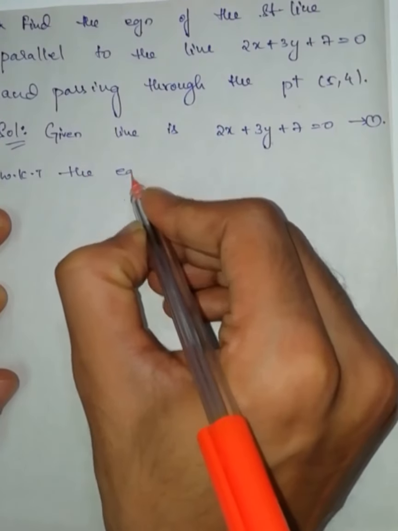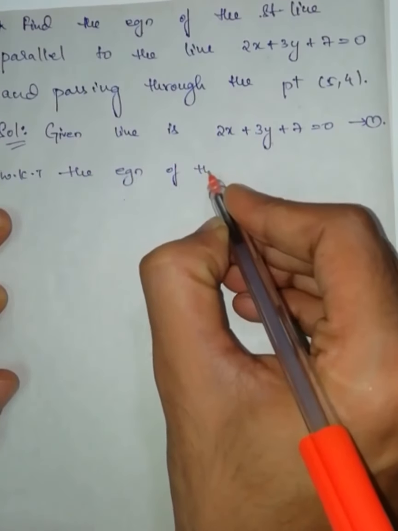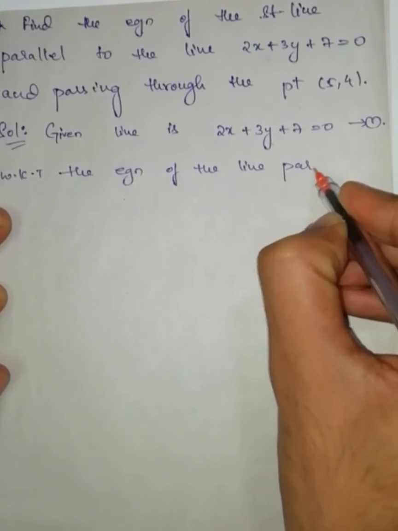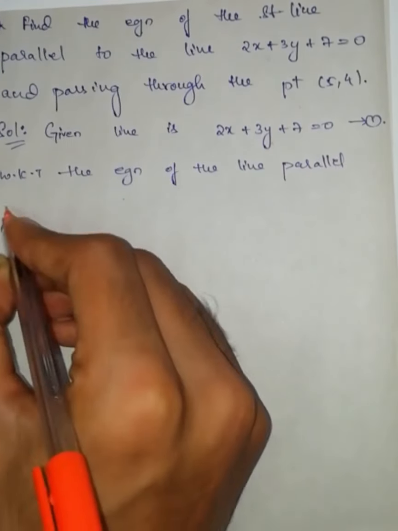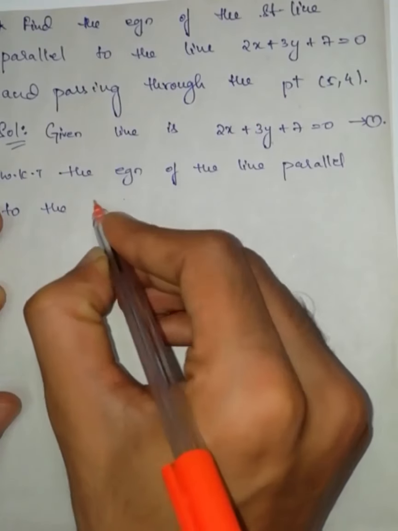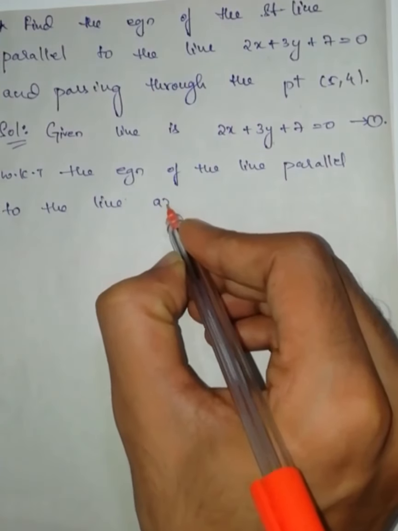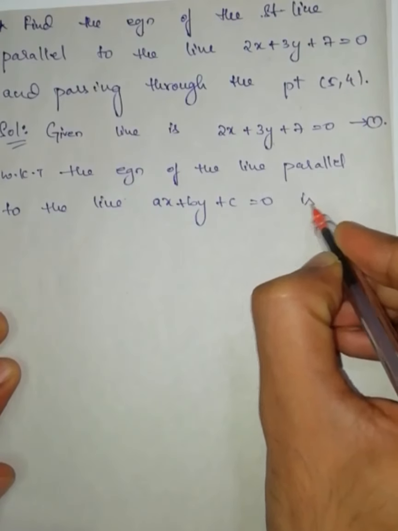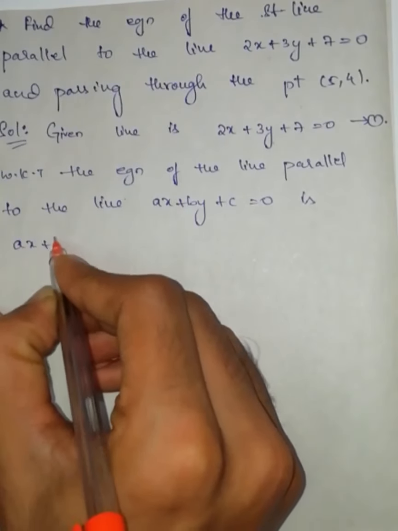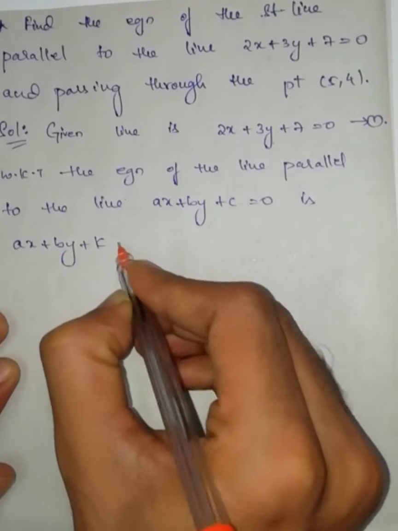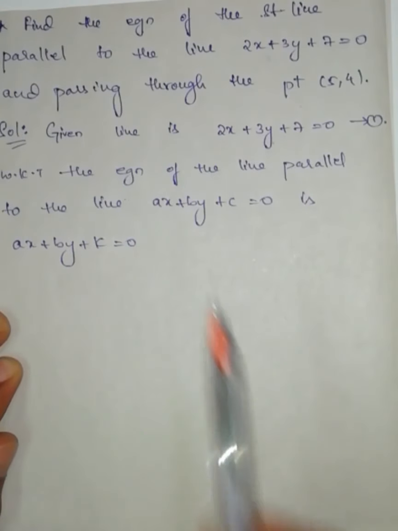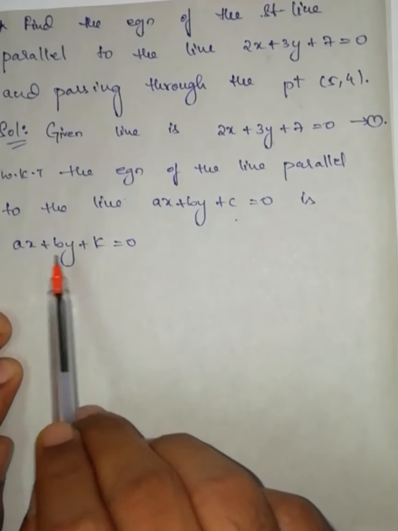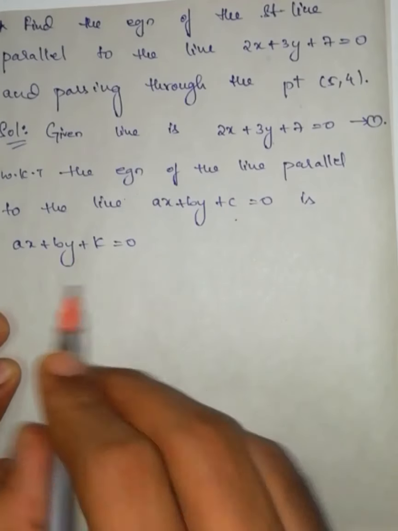We know that the equation of the line parallel to the line ax + by + c = 0 is ax + by + k = 0. Any equation of a line parallel to this one is in the form of ax + by + k = 0.